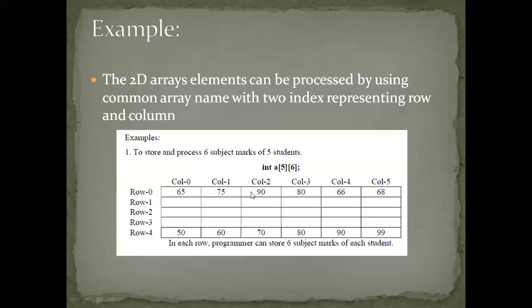Okay, so similarly for row 4 also, the fifth student has got the subject marks 50, 60, 70, 80, 90 and 99. So this two-dimensional array is used to store and process the student information. Here the student information is subject marks. It depends upon how many students are there and how many subjects are there.